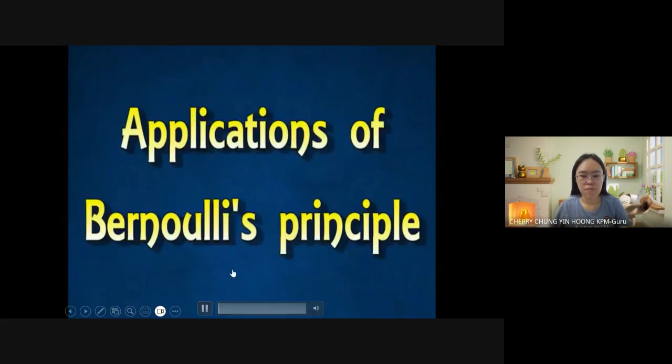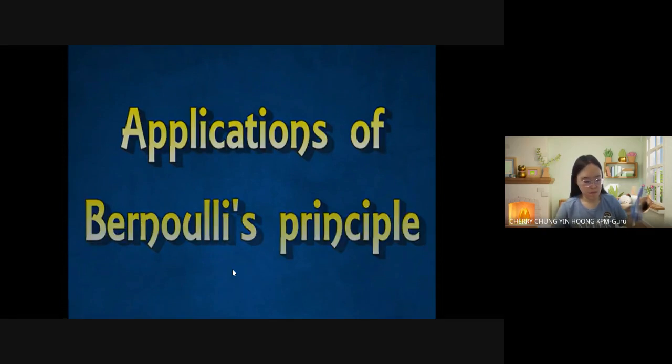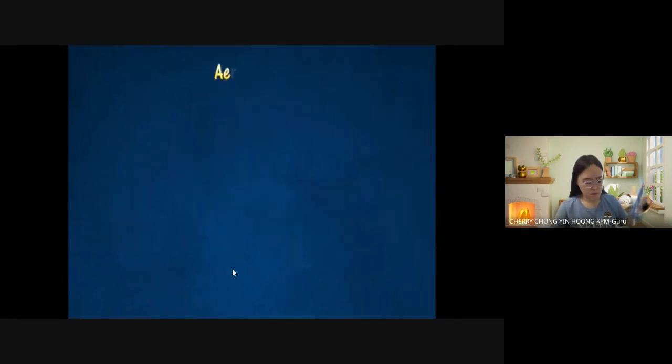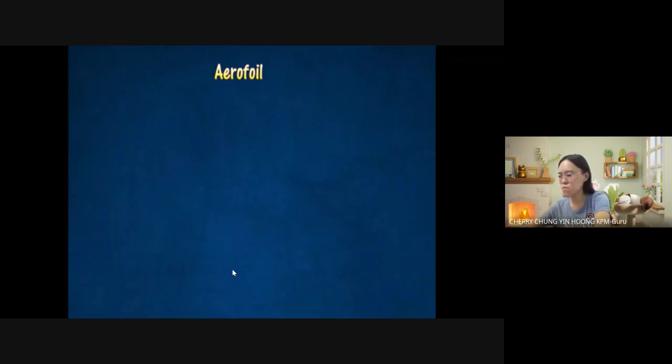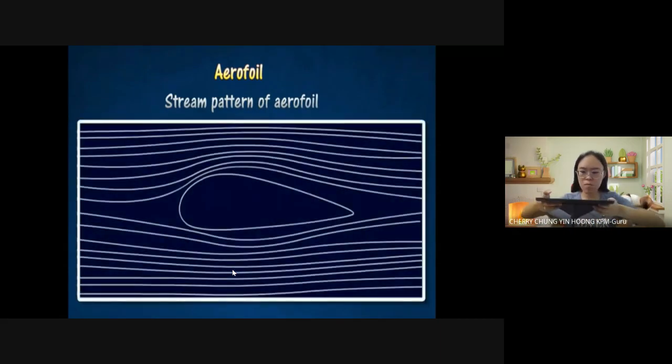OK, so let us see here. Bernoulli's principle is very important as it is used when designing airplanes, boat hulls, fan blades, and cars. The flight of an airplane is based on the principle regarding the effect of the flow of air around its wings, which are in the form of airfoil. An airfoil is the curved wing used to produce a lift. The figure shows the smoke stream pattern in a wind tunnel that demonstrates the pattern of airflow past an airfoil.